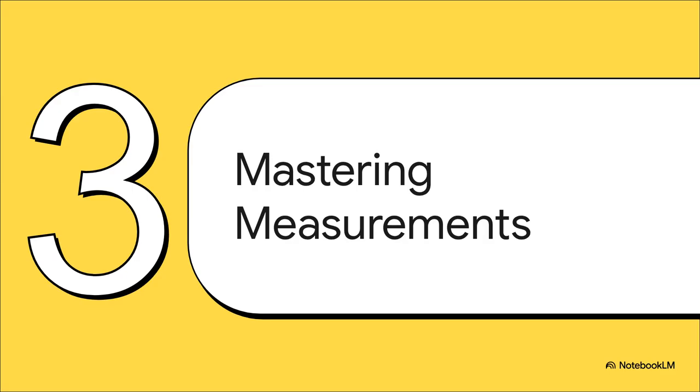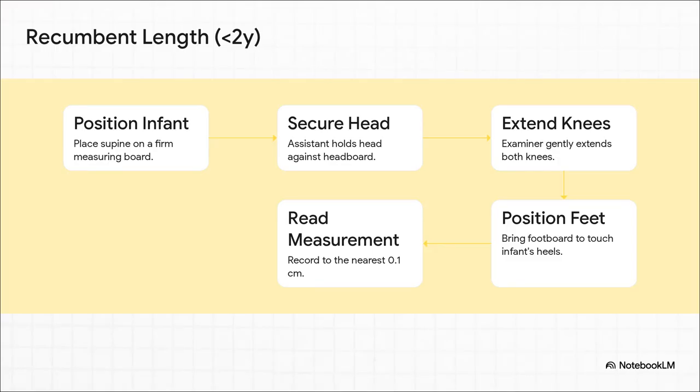Okay, so now we have the right tools and we're speaking the right language. Let's get down to the absolute foundation of all of this, getting a precise, accurate measurement. Because let's be honest, garbage in, garbage out. For kids under 2, we measure what's called recumbent length. And listen, this is a 2-person job, no exceptions.